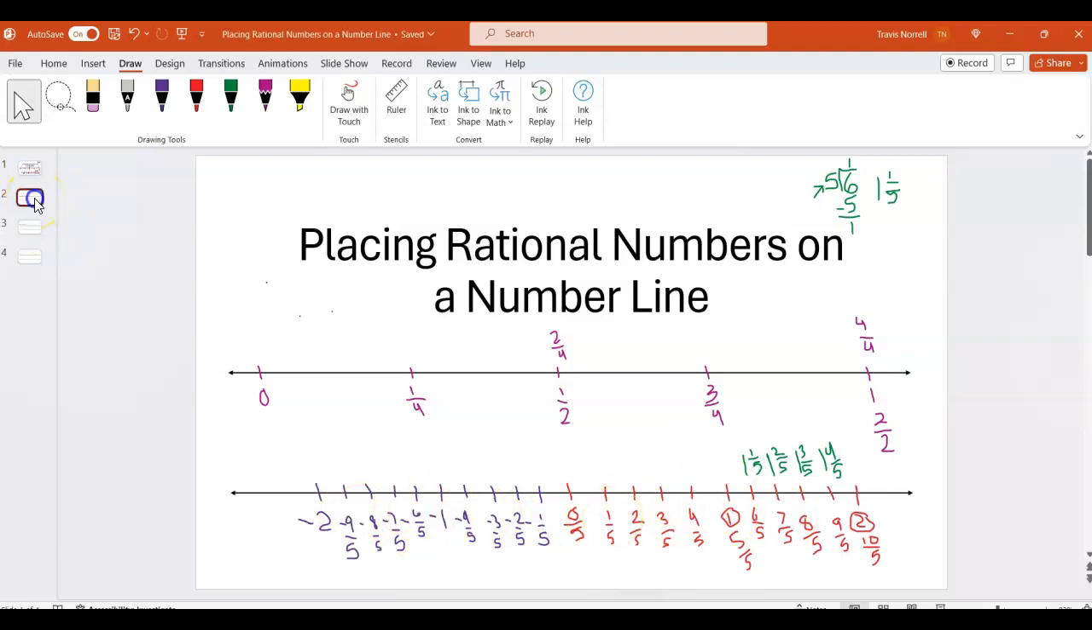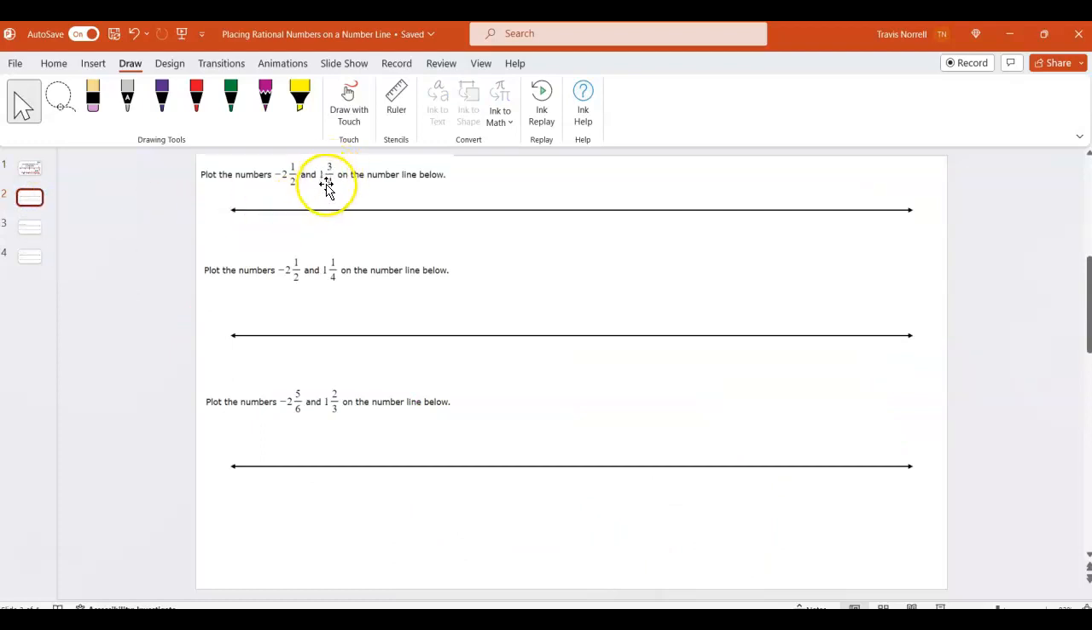All right, so having that said, let's try some that you might see in ALEKS. So here we're going to plot negative 2.5, positive 1 3/4. So let's start with 0. Let's put 1, let's put -1 and -2.